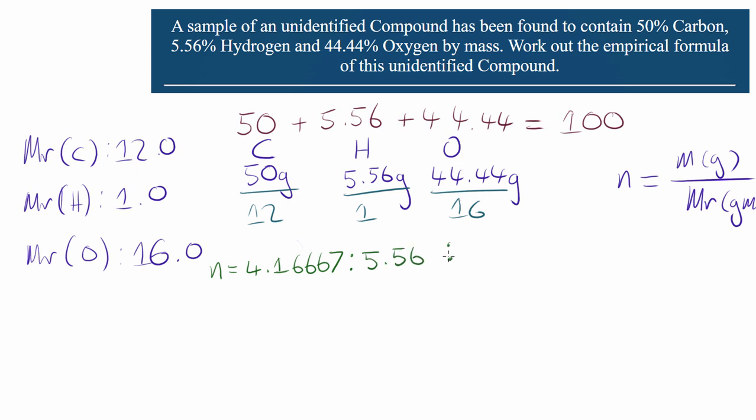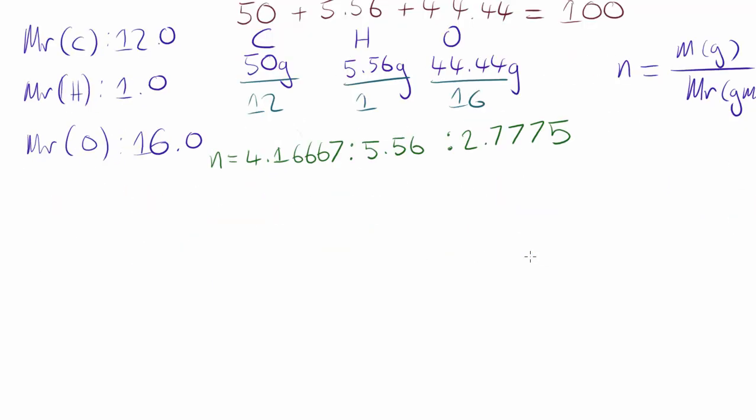And for oxygen, if you do that, we would get 2.7775. At this stage, looking at these numbers, what's obvious is that they don't easily round to a whole number. Remember, we're looking for the simplest whole number ratio.